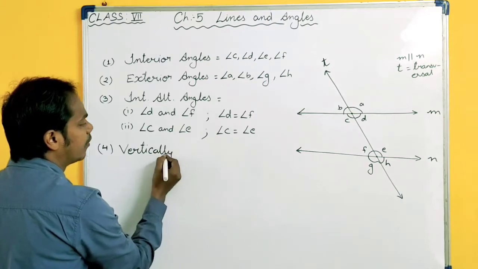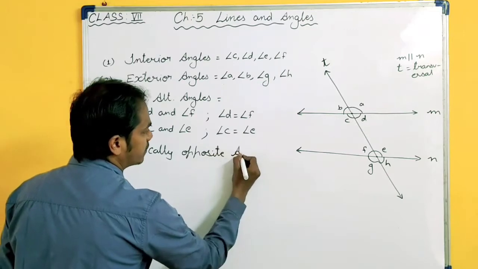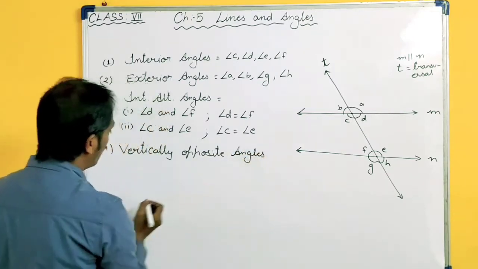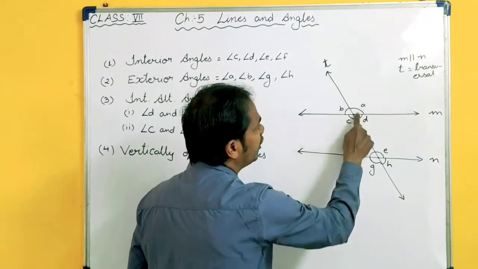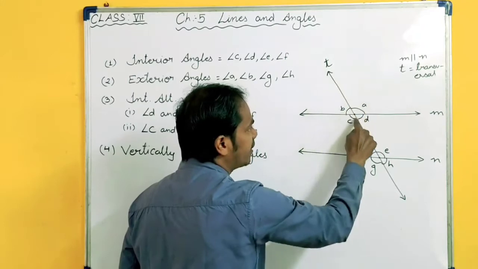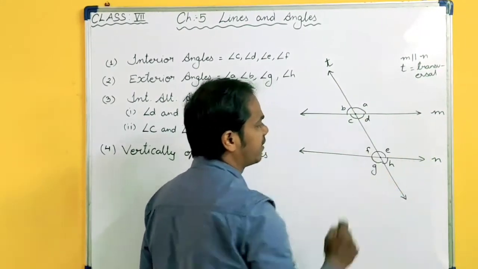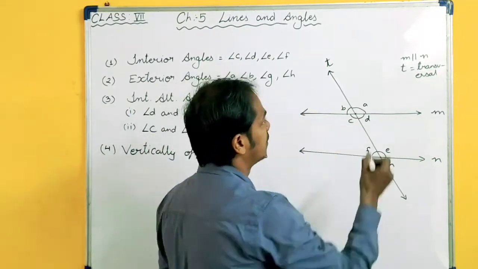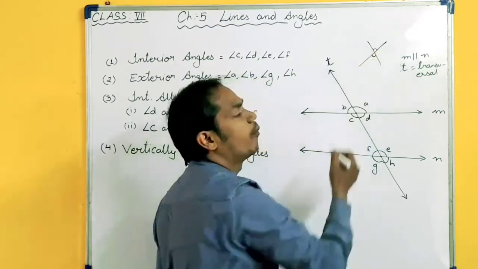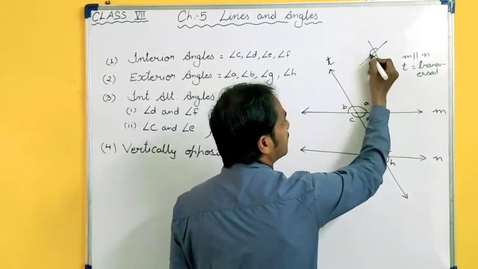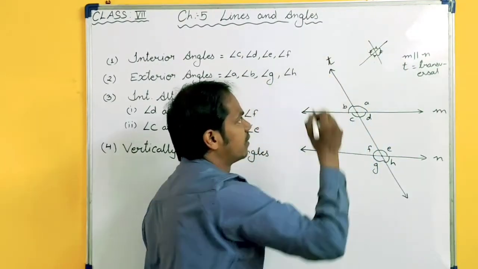Now vertically opposite angles. You have to remember that vertically opposite angles are always formed by two intersecting lines. Suppose this is one pair of intersecting lines and this is another pair, like this cross. So this angle will be equal to this. These are called opposite angles. This and this are equal, and this and this are equal.